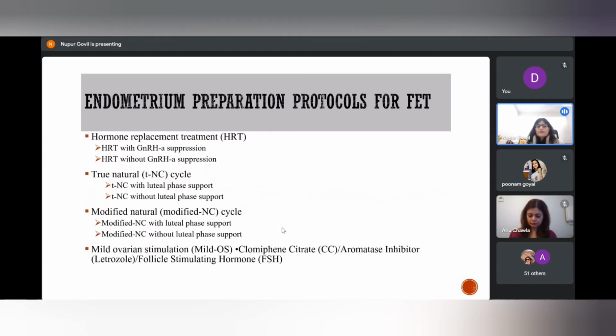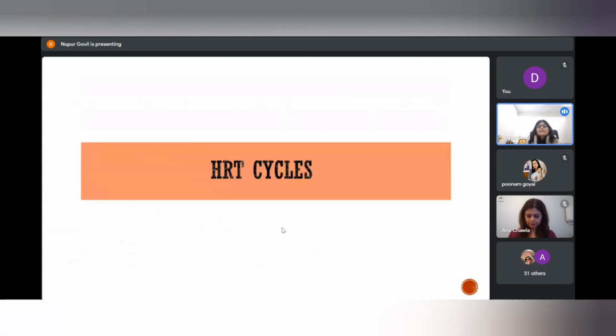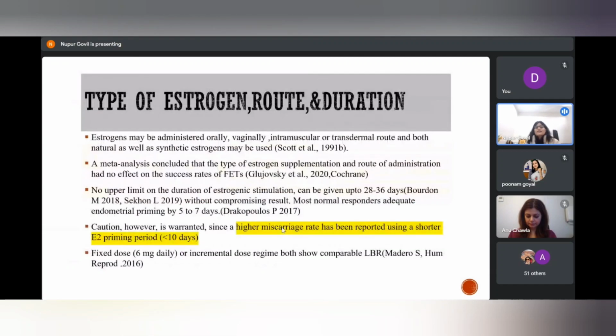Coming to endometrial preparation for FET, we usually go with hormone replacement treatment with or without GnRH agonist suppression, true natural cycle where we may or may not give luteal phase support, then modified natural cycle where we may give HCG support with or without luteal phase support, then mild stimulation. So these are some of the methods. Coming to the HRT cycle, what does the evidence say about preparation of the endometrium?